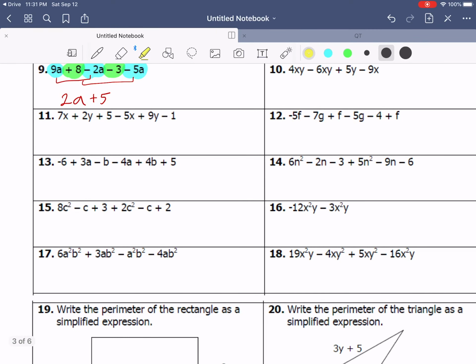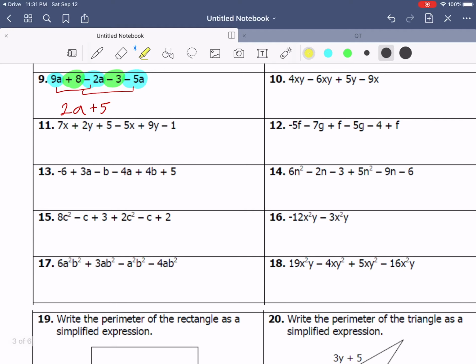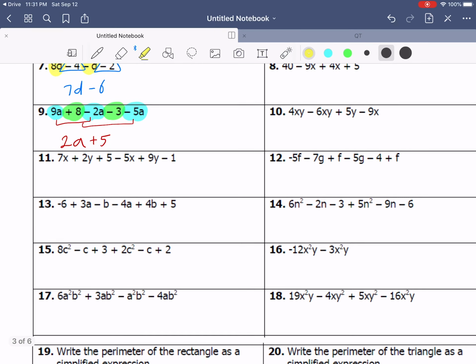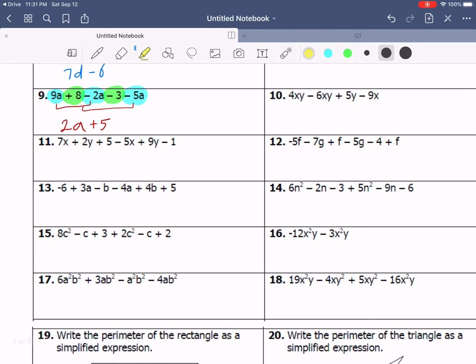Next, now we have multiple variables, so let's be careful. I think before you try question number 10, it is better for you to watch question number 11 first. 7x, negative 5x. They are like, so we can add, subtract. And we have plus 2y and plus 9y. We can combine these two because they have the same variable. At last, assuming you do not have another color, you can just label it like this: plus 5 and negative 1. Okay?